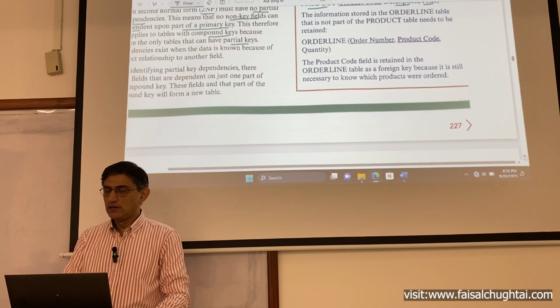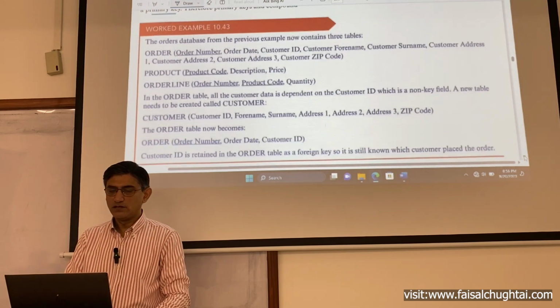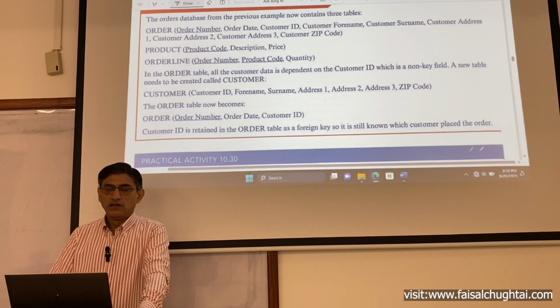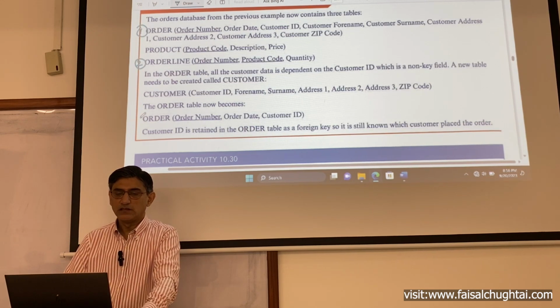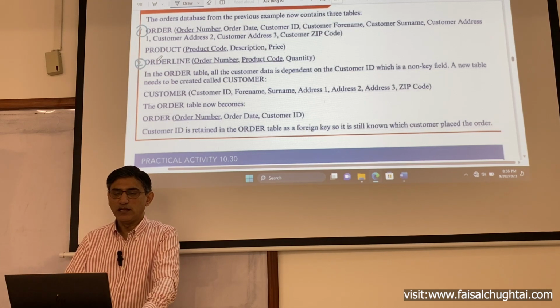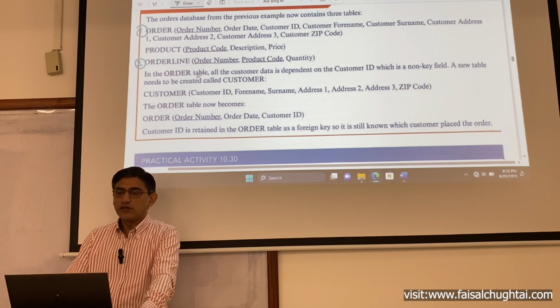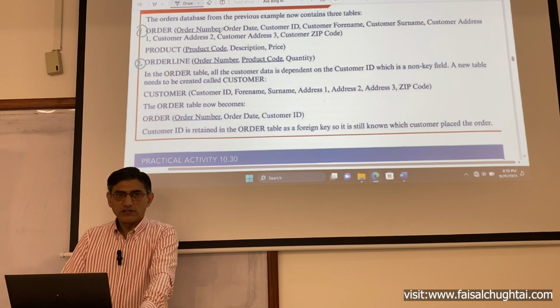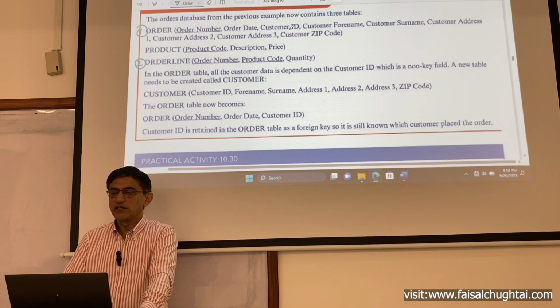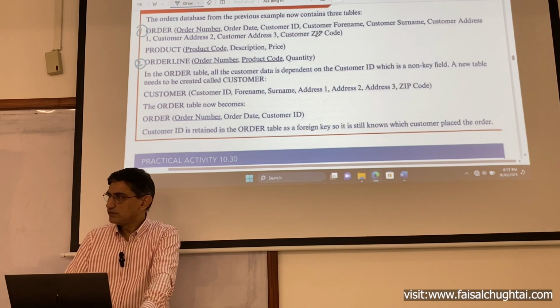All right. How many tables have we had so far? We have had three tables: the order table, the order line table, and there was a product table. Now, if you look at the order table, order number is the primary key. There's order date, customer ID, customer forename, customer surname, all the address fields and the zip code.